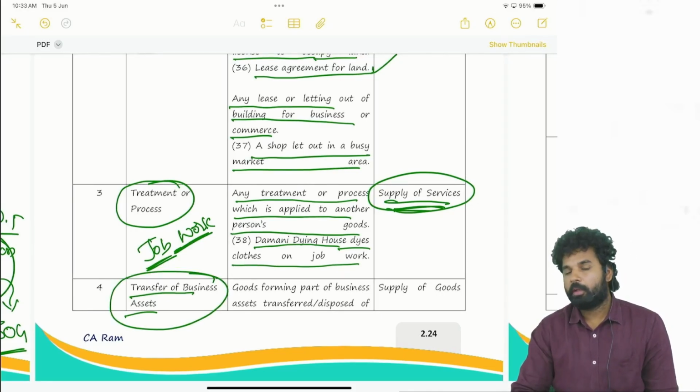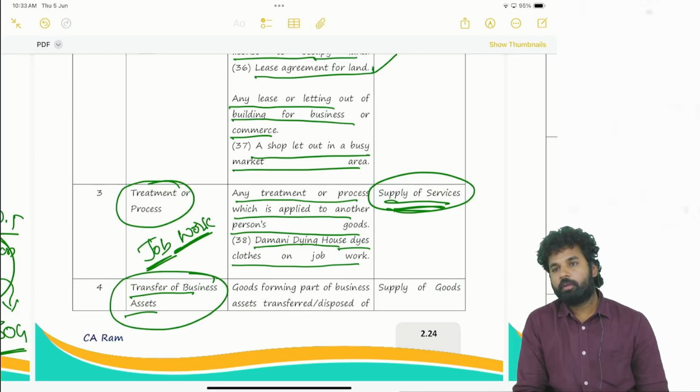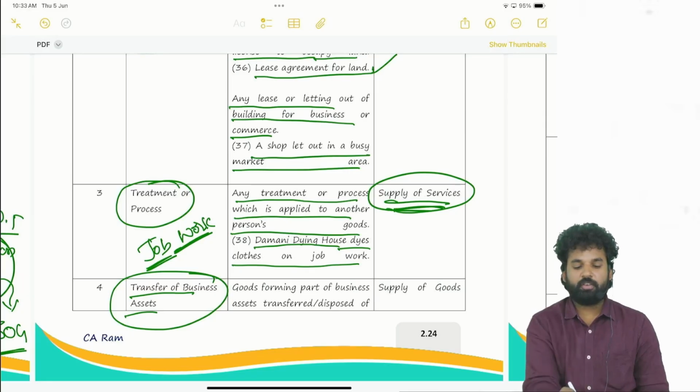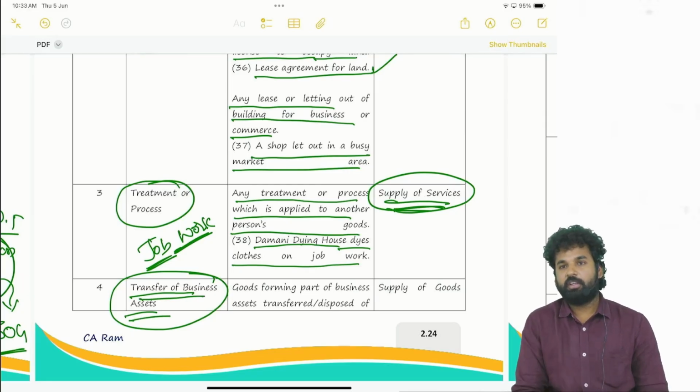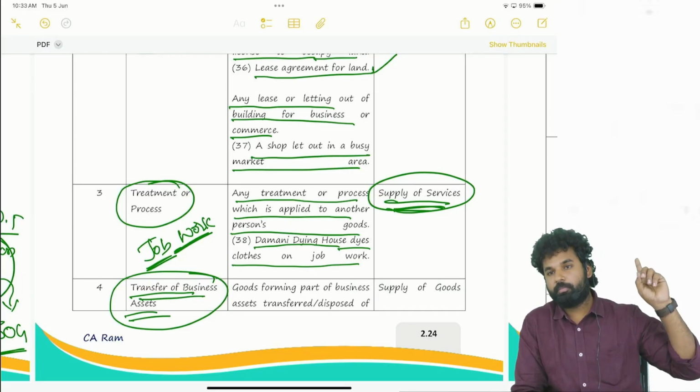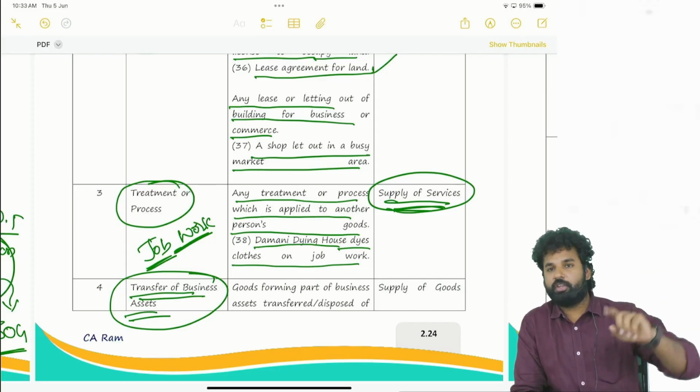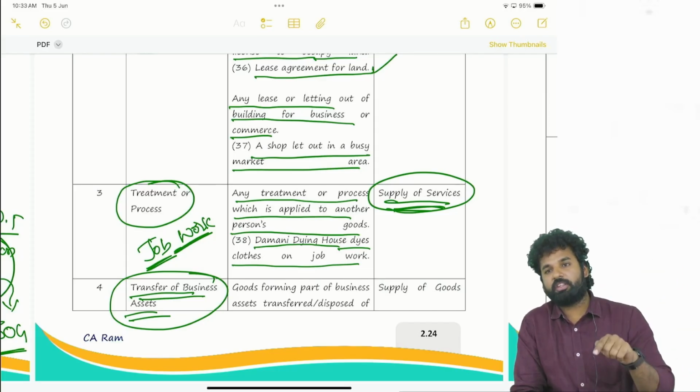With respect to transfer of business assets, in Section 7.1(c), Schedule 1, para 1, what are we talking about there? Permanent transfer or disposal of business assets. Permanent transfer or disposal of business assets without consideration, but on such business assets input tax credit has been taken. In such cases it comes under the definition of supply.